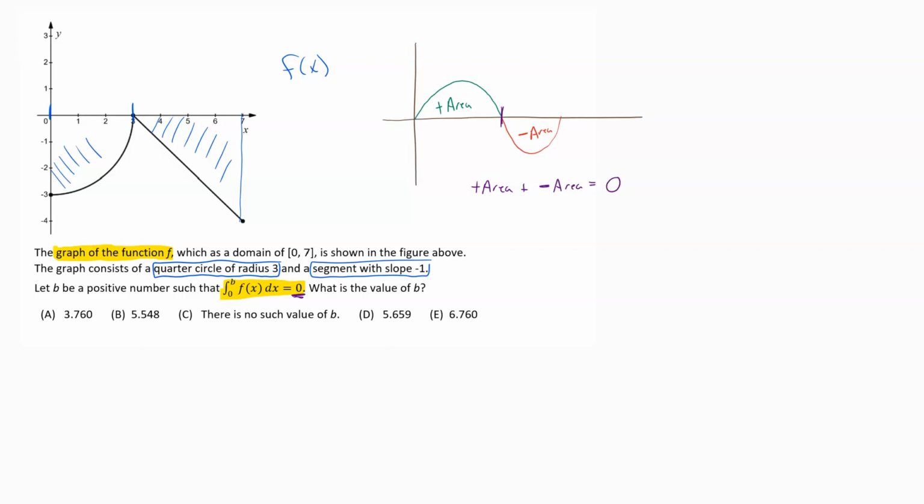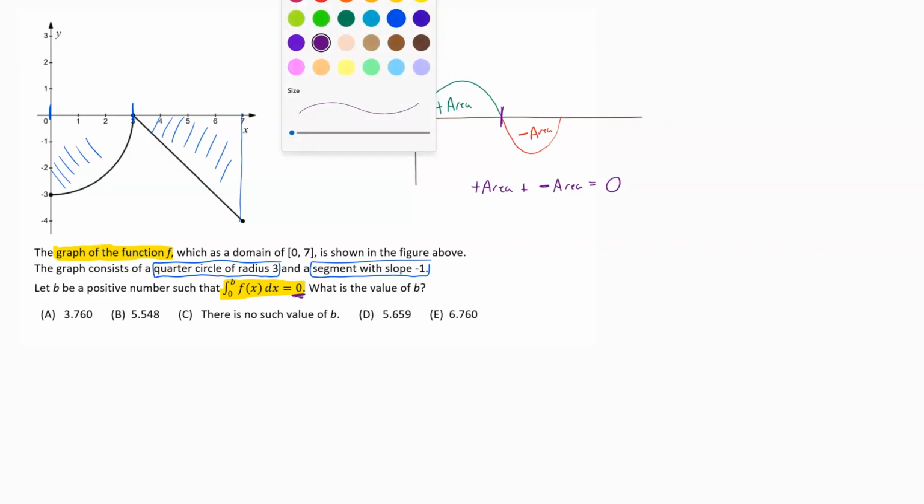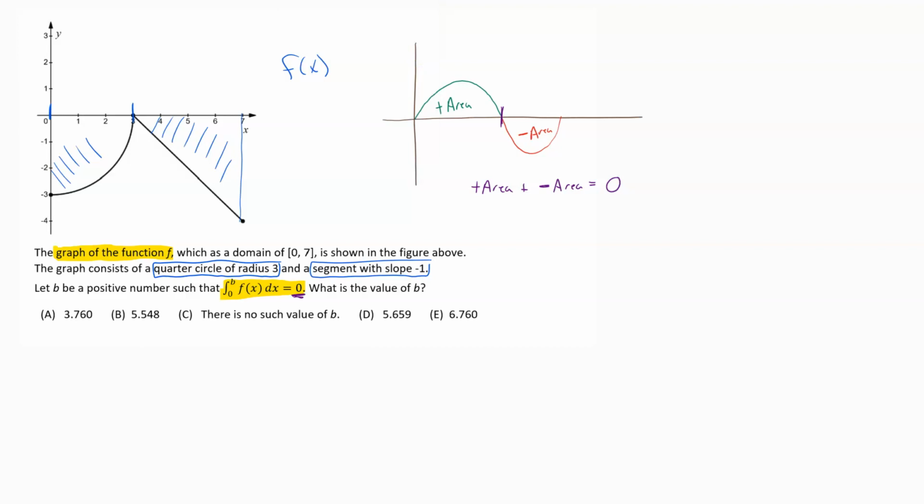So you look over at this problem and they start talking about your quarter circle and your slope segment. And that's because very often on these problems, they want you to use traditional geometry formulas to calculate the area between the curve and the x-axis, even when you don't know the equation. So in this one, they're talking about a quarter circle. That would be area equals 1/4 pi r squared.